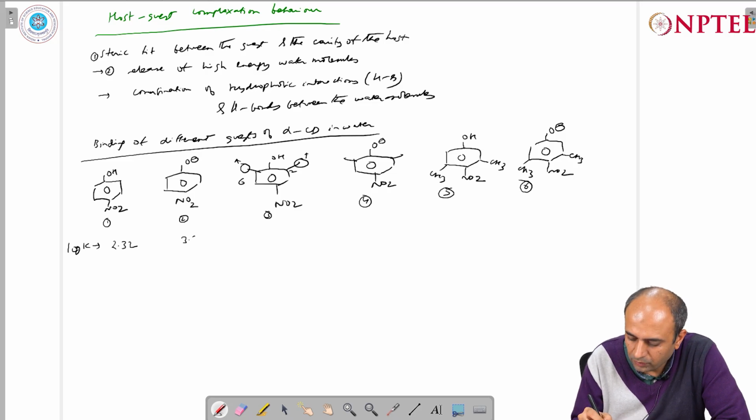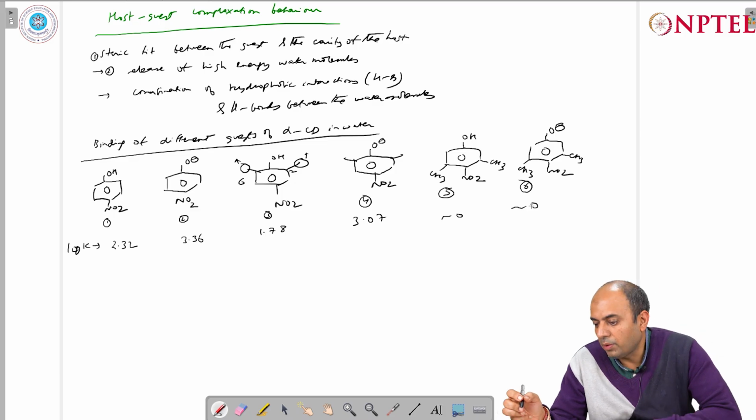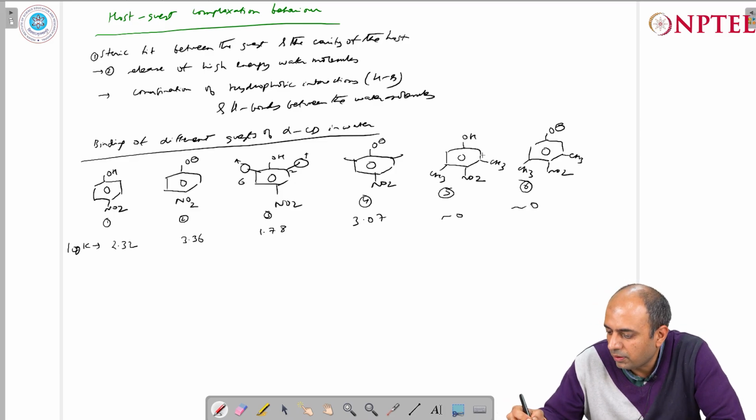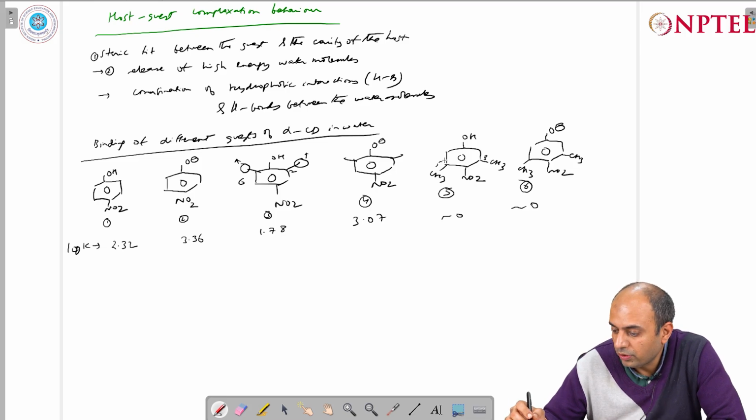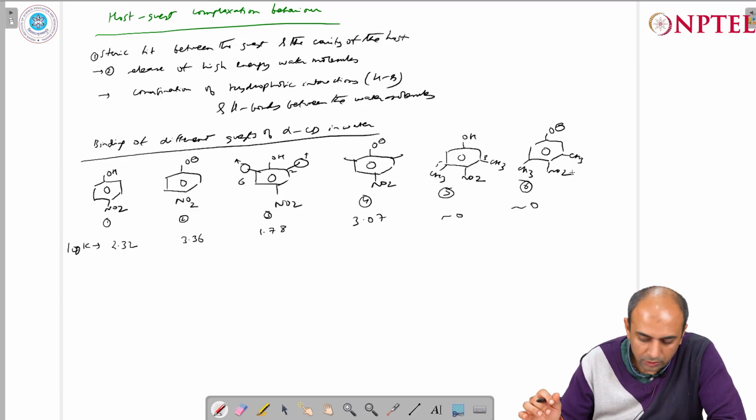The log K values are 2.32, 3.36, 1.78, 3.07, and practically there is no binding observed when we have the 3,5-dimethyl nitrophenol, or the corresponding phenolate of the same compound. We see that practically there is no binding between this particular guest molecule and the host, that is the alpha cyclodextrin. So it is important to understand how the trends in this log K are observed.